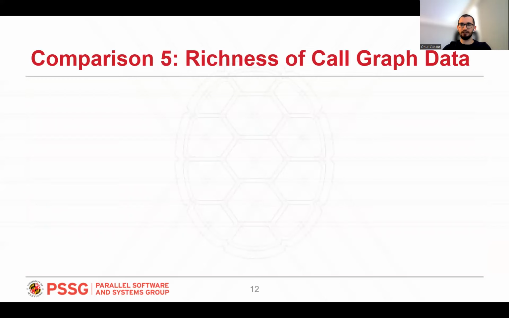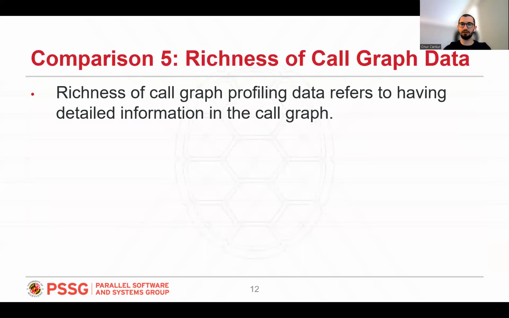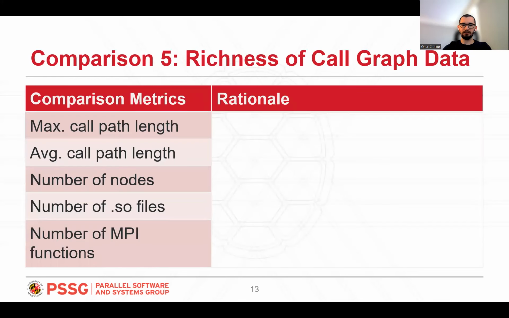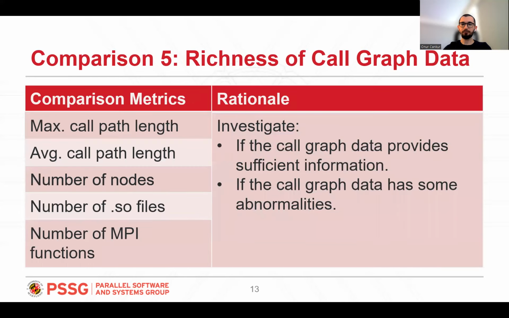And the next comparison is the richness of call graph data. Here, richness of call graph profiling data refers to having detailed information in the call graph. Again, we use default settings for each tool. And specifically, we investigate maximum and average call path lengths, number of nodes, number of .so files, number of MPI functions, to investigate if the call graph data provides sufficient information or if it has some abnormalities.